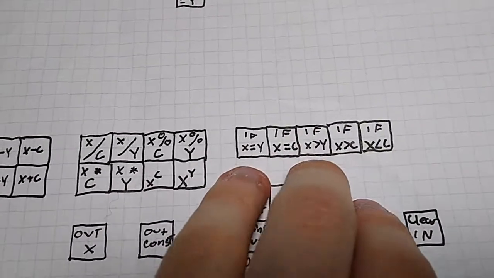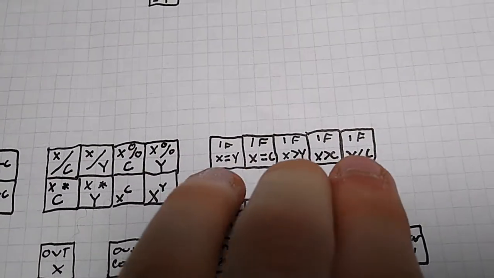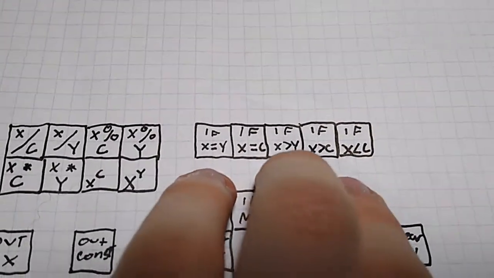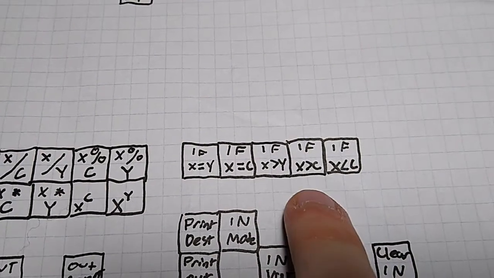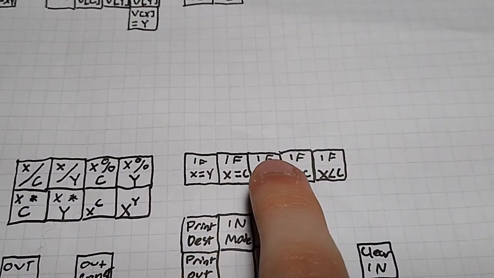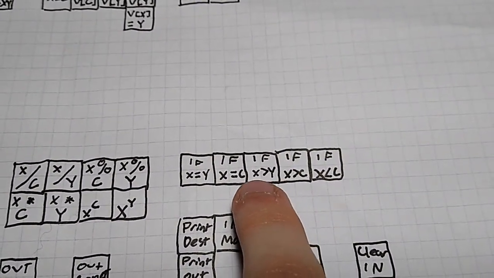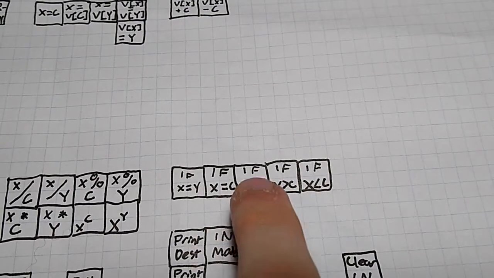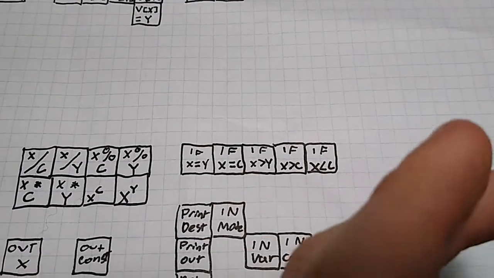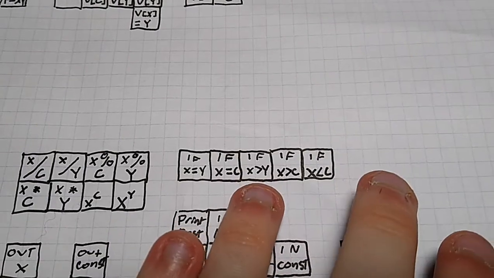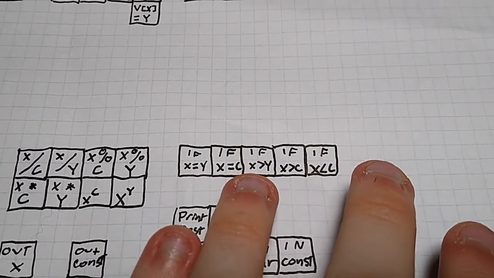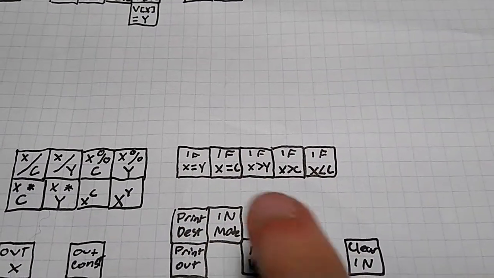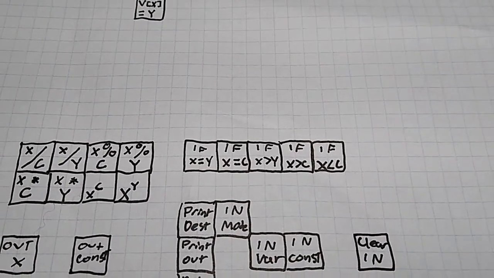I also have a couple of branching operators. You're probably wondering why there is only greater than for these two variables. Well, if you really need to compare less than, then you can just switch the order of the operands.